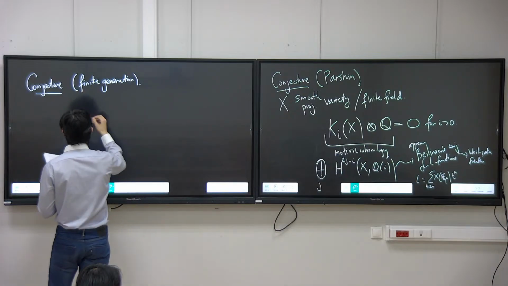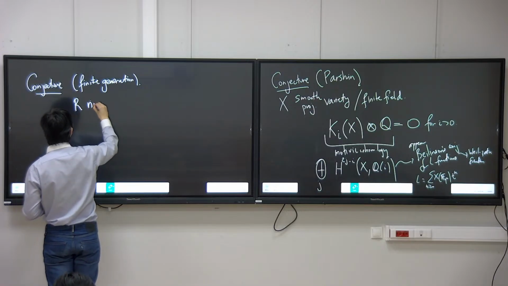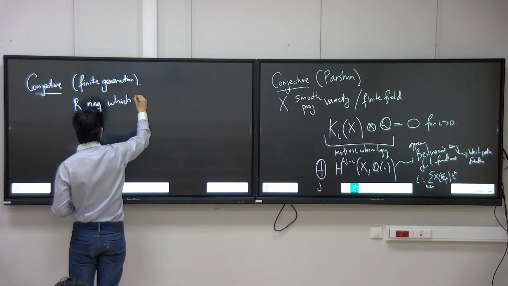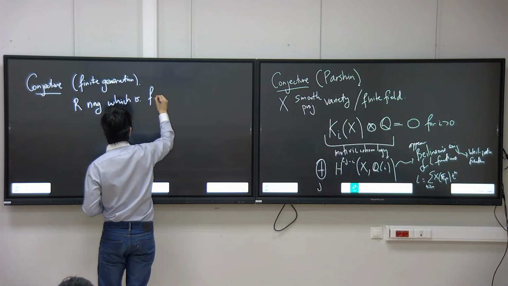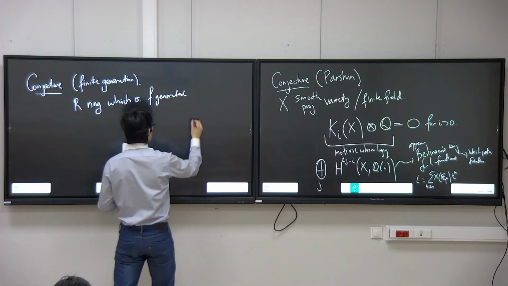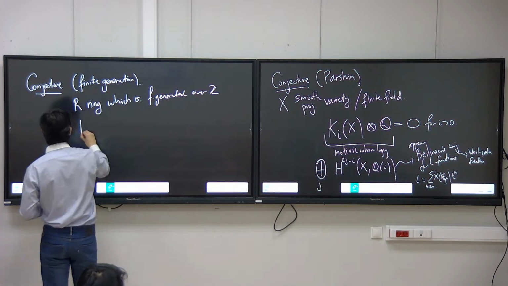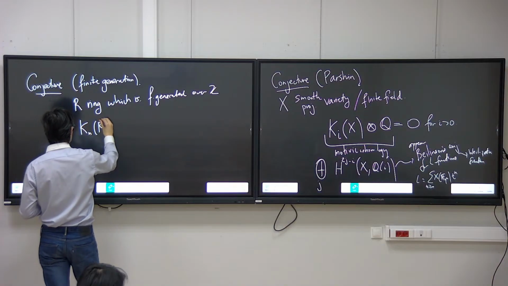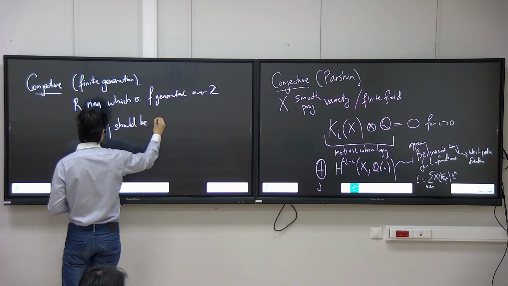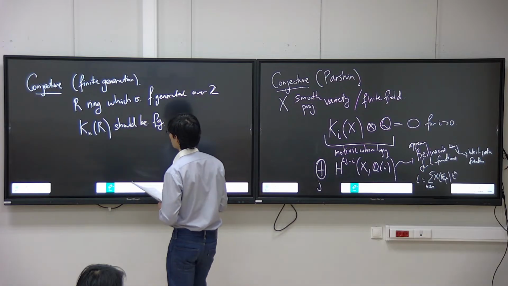So finite generation. For a ring R which is finitely generated over Z, then the groups K_n(R) should be finitely generated. So this is a conjecture, maybe natural, but again I cannot properly give the intuition.